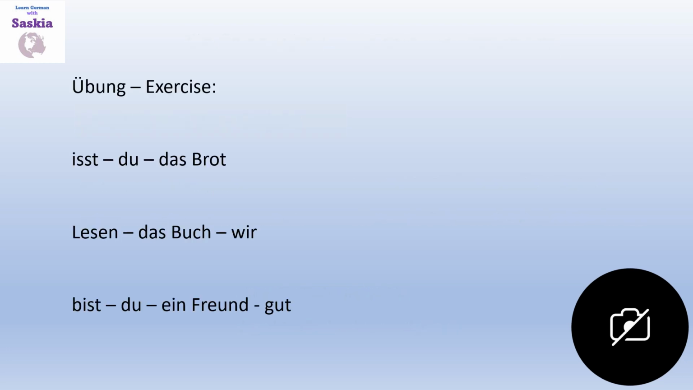So here we see some words and we have to put them in the correct word order. The first one we have is isst, du, das Brot. So isst derives from the verb essen, which means to eat. Then we have du, which means you. And then we have das Brot, which means the bread. So how would we make a sentence out of this?